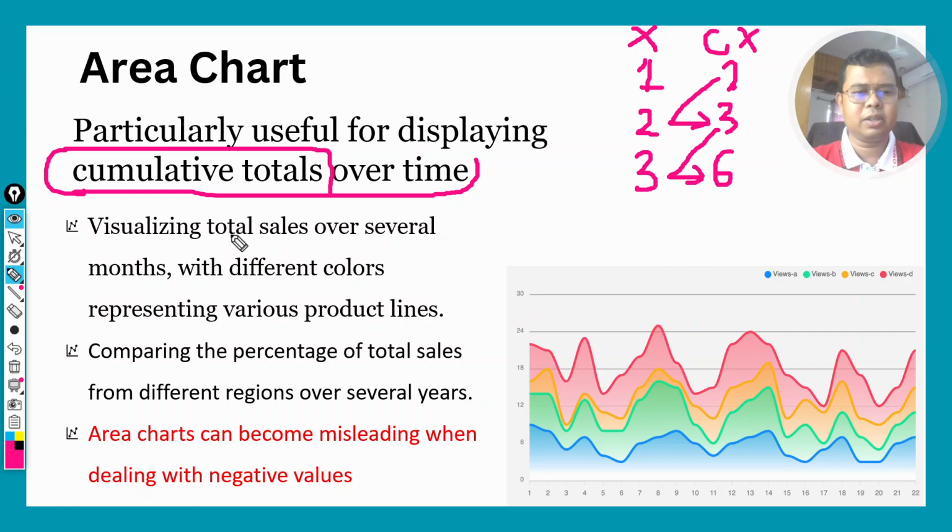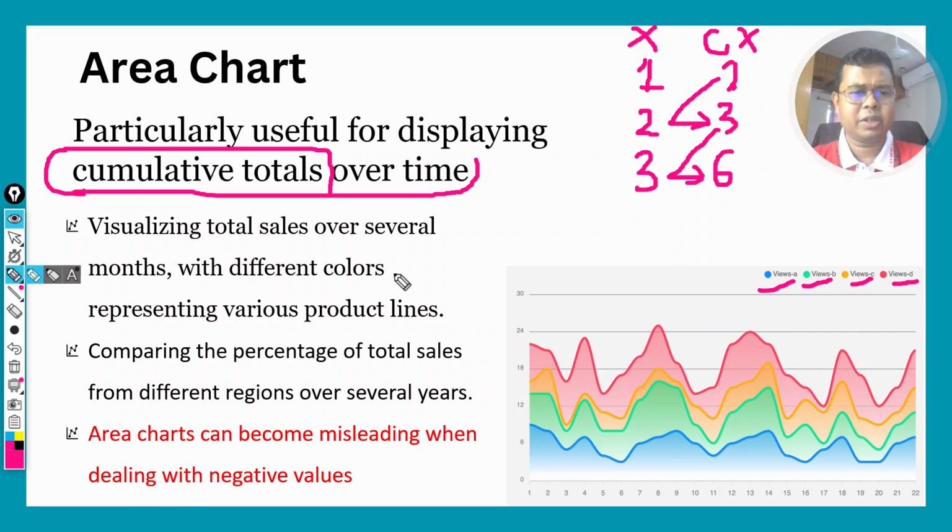For visualizing, for example, total sales over several months with different colors representing various product lines. Please see here: this is view 1, this is view B, view C, and view D. Actually, I didn't mention the variable names, that is why view 1, views B, C, D, like this. Comparing the percentage of total sale from different regions over several years, right?